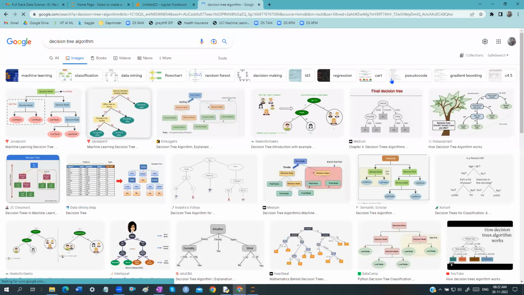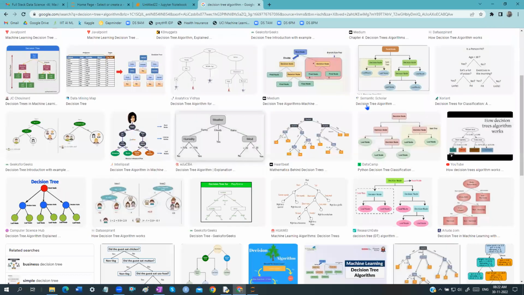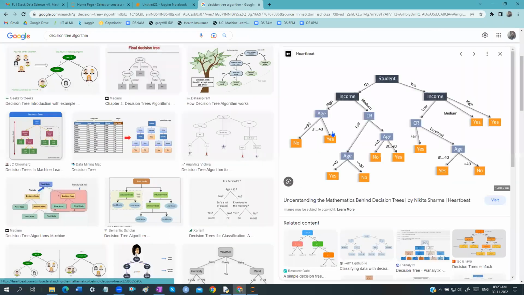Are you a student? No, yes. Is your income high? If the income is medium, then what is the age? Less than or equal to 30. If age is more than 30, what do we have to do? Is the income medium or fair? Age is more than 40, yes. Less than or equal to 30. See, some kind of rules we can see, guys. We can talk about a lot of examples.